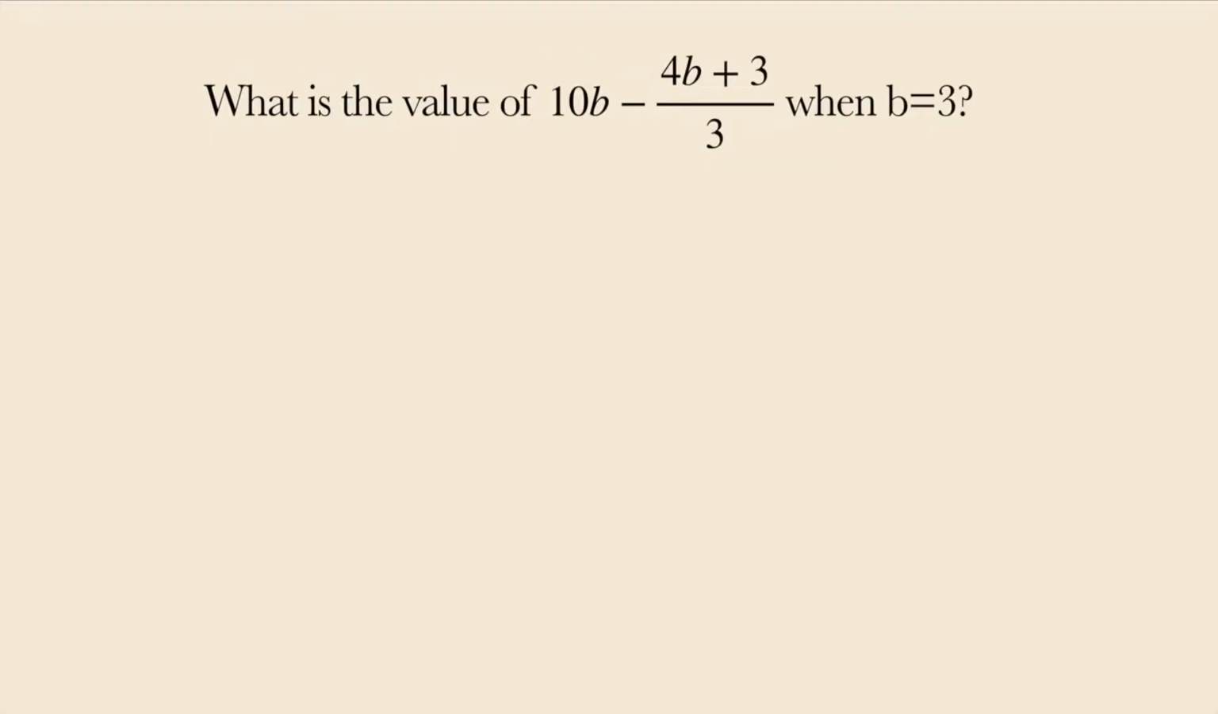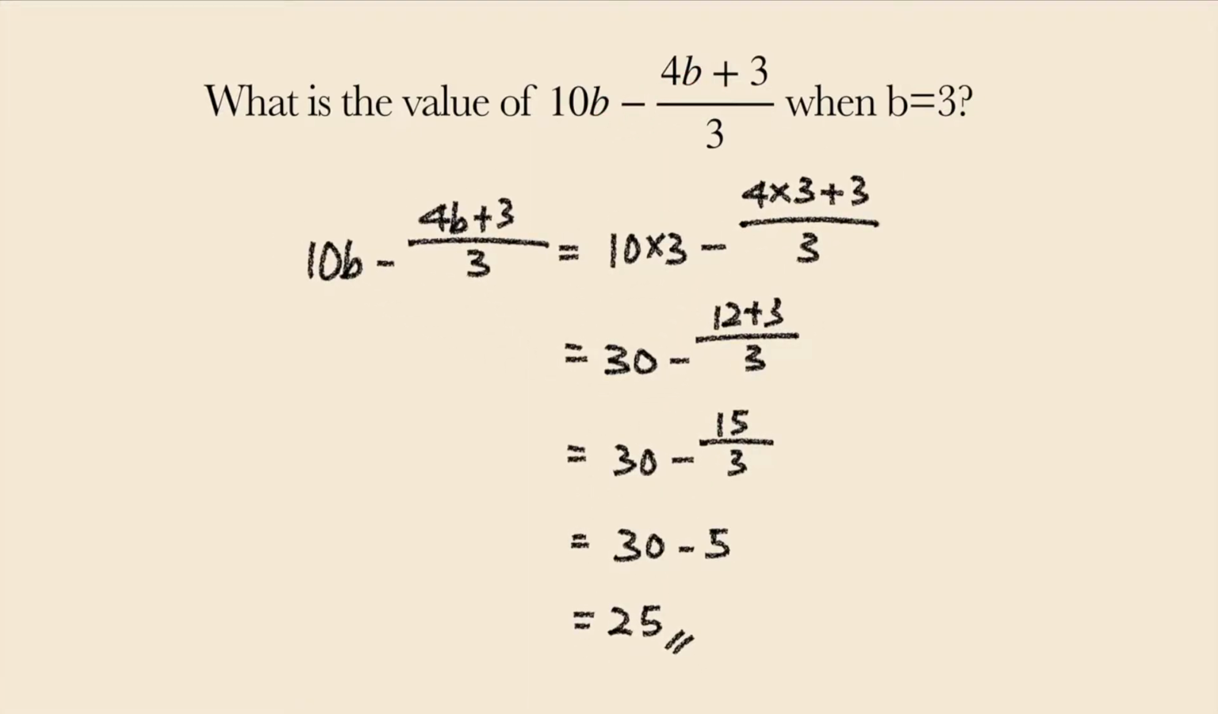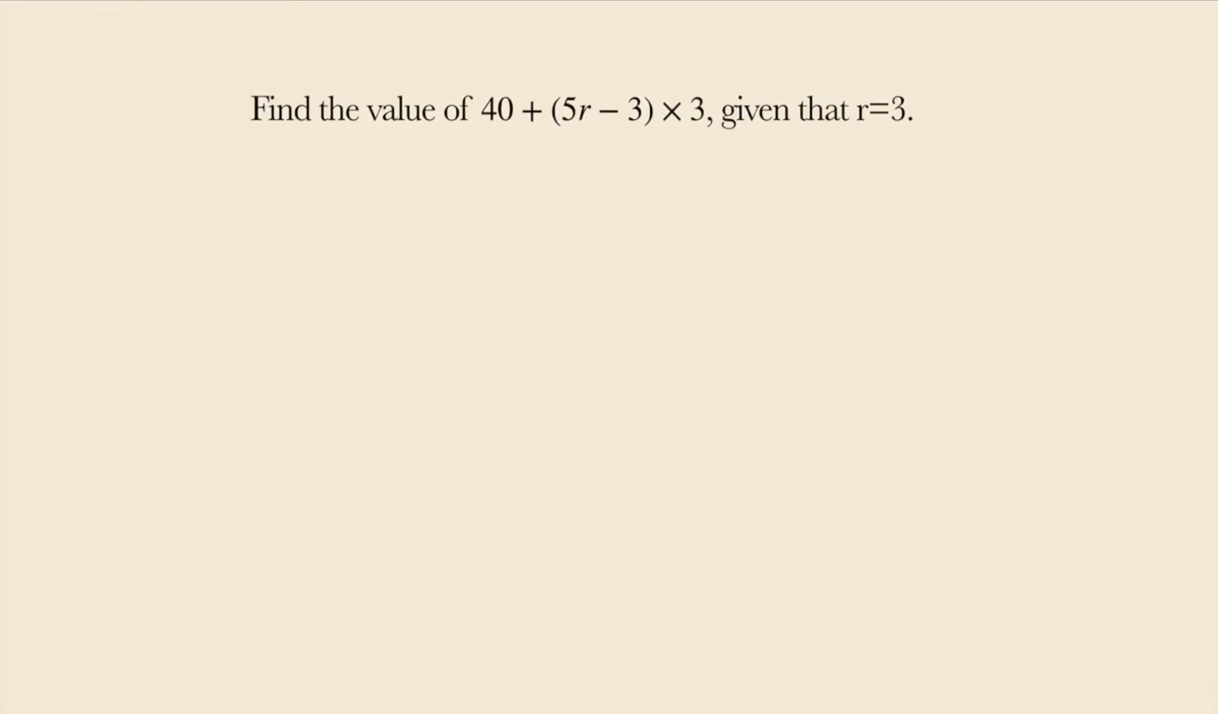So what's the value of 10b minus this? So we have two instances of b. We'll substitute b equals to 3 in there. Then we'll do the multiplication, getting us 30 over here. Do the multiplication, that's 12 plus 3. And then evaluate and arrive at 25.